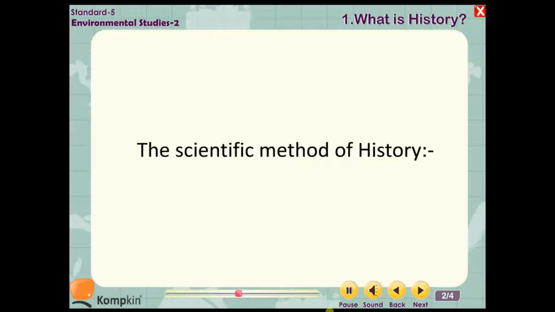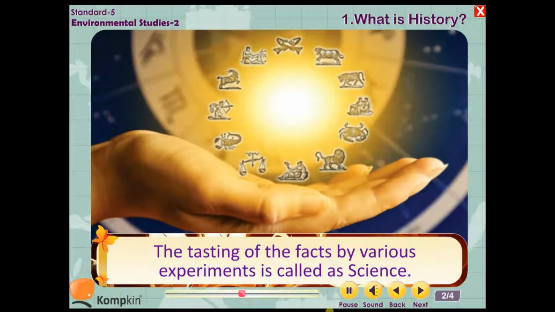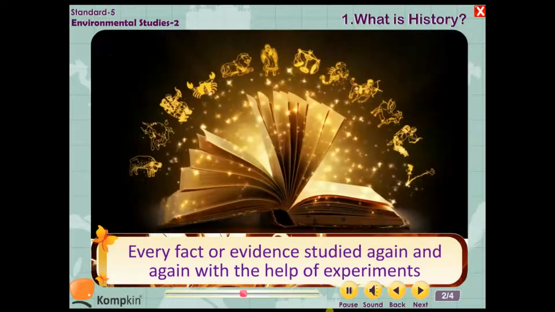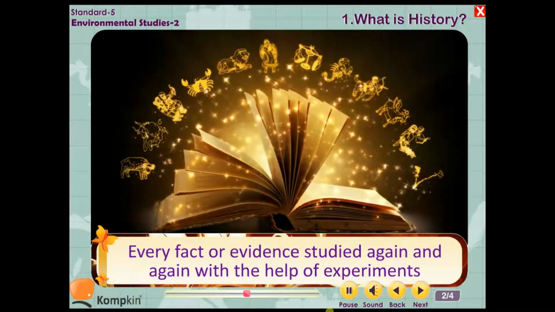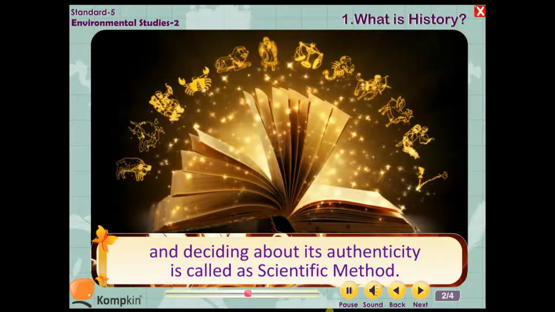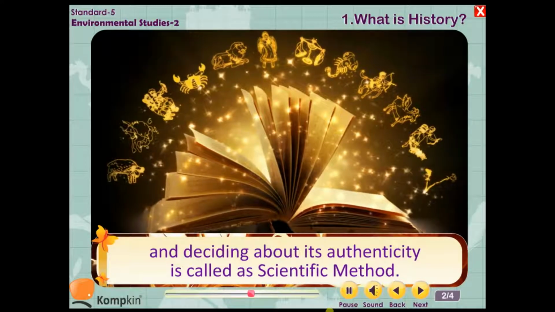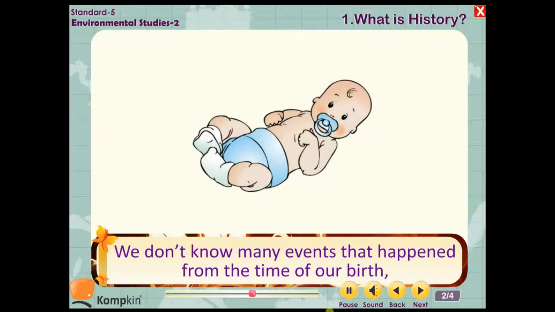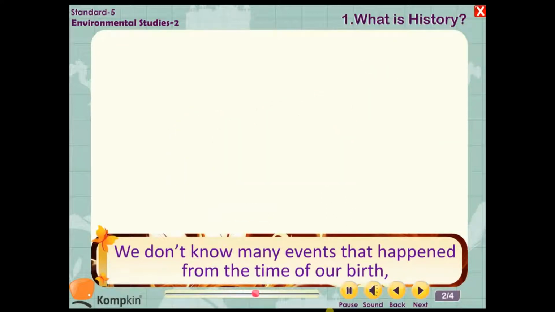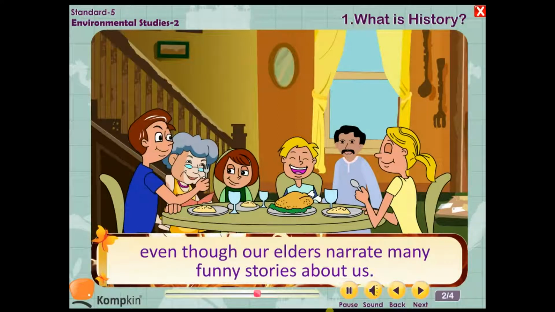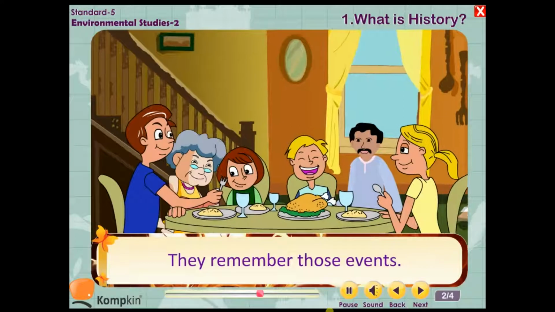The scientific method of history. The testing of the facts by various experiments is called science. Every fact or evidence studied again and again with the help of experiments and deciding about its authenticity is called a scientific method. We don't know many events that happened from the time of our birth, even though our elders narrate many funny stories about us.